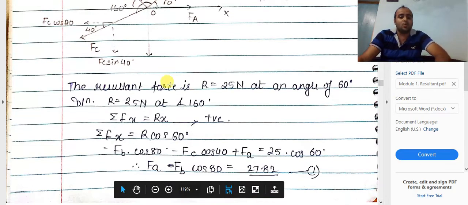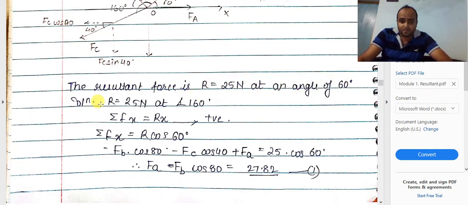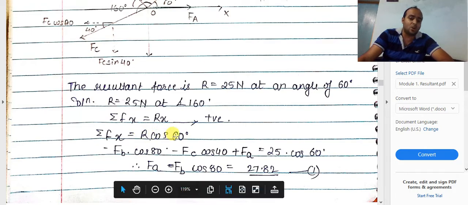Now step number 2. The resultant force R is equal to 25 Newton at an angle of 60 degrees. Now the solution goes as R will be resolved. R is nothing but 25 Newton acting at an angle of 60 degrees. By mistake it is written as 160. Summation Fx is equal to Rx, acting towards the right as positive. The algebraic sum of all the forces acting in x direction will be equal to R cos 60, because the resultant component in x direction is R cos 60.